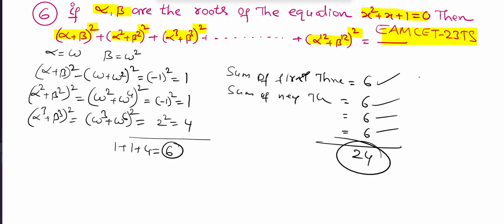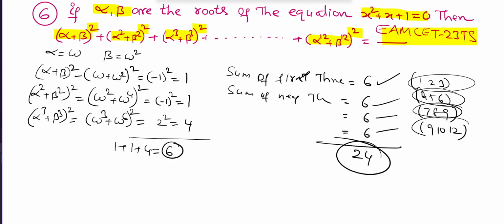Here 12 terms are there. So 1, 2, 3 is one set. Next 4, 5, 6 is one set. Next 7, 8, 9. Next 10, 11, 12. So the sum of each set of three terms is 6, 6, 6, 6. So add all these, we get the answer. So the answer is 24. That is the required answer.